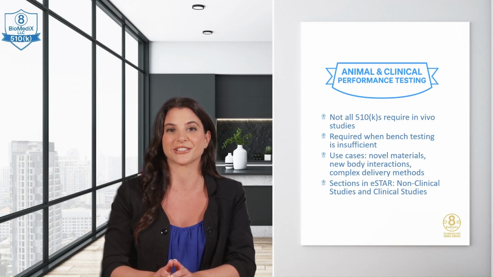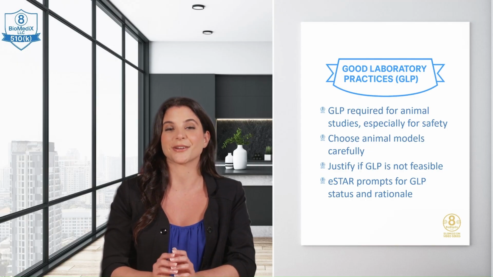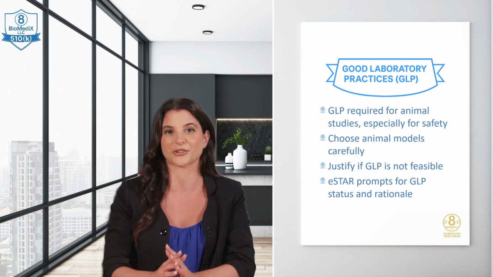Good laboratory practices, GLP. If you're submitting animal studies, the FDA expects you to follow good laboratory practices, GLP, especially for final safety studies. This means carefully choosing your animal model, clearly defining the study's goal, and thoroughly explaining how the device was tested and the observed outcomes. If GLP isn't feasible, the FDA allows a waiver, but only with a strong scientific justification. Either way, eSTAR will prompt you to confirm your GLP status and upload your rationale.